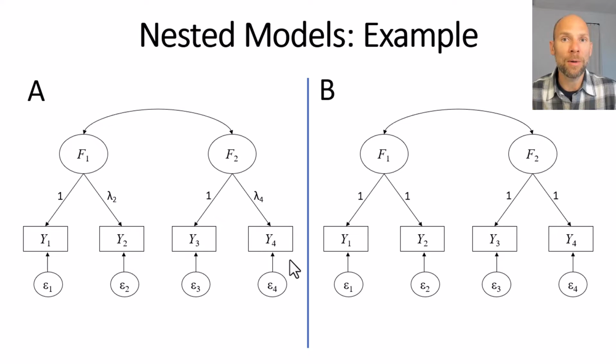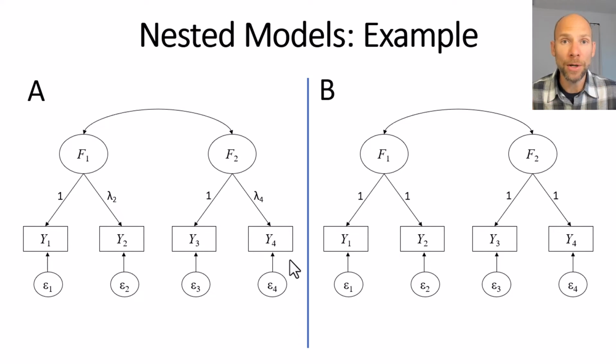Also, model B is more parsimonious, so it estimates fewer parameters, 2 loadings less than model A. So model B could only fit worse than model A, or maybe just as good, but it can't really fit better because it's more constrained. So it has more possibilities to fail, namely if lambda 2 is not equal to 1 or lambda 4 is not equal to 1, then model B would be misspecified. So it's a more restricted, more constrained model.